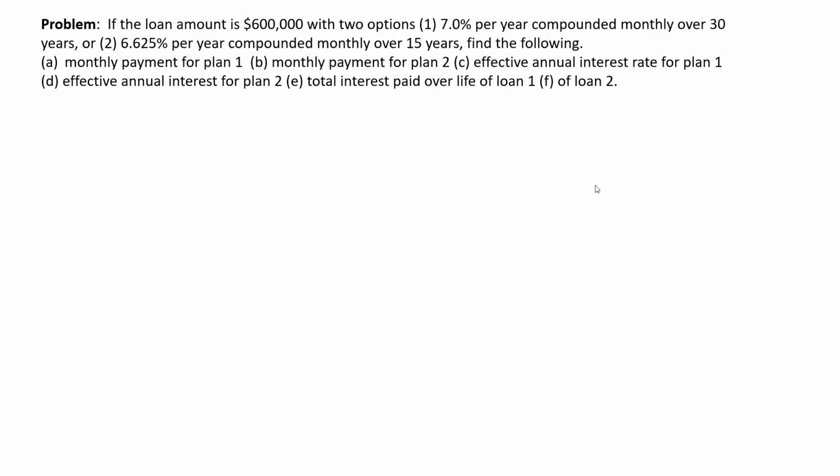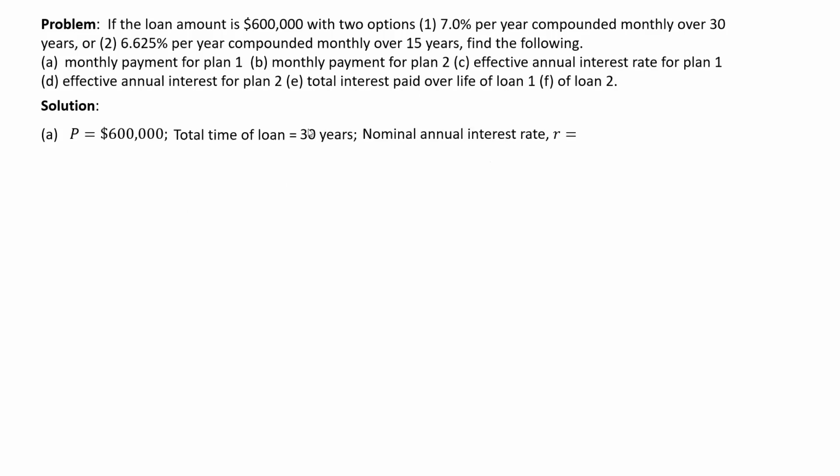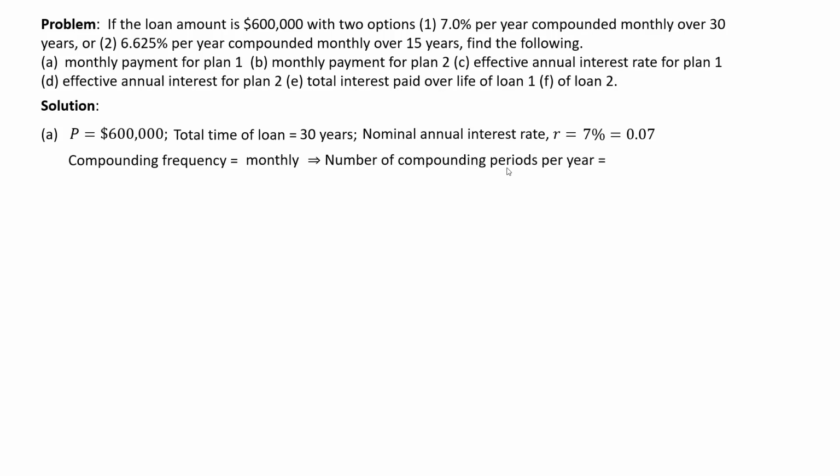All very interesting questions. So let's get right onto it. A, you borrowed 600,000, so P is $600,000. Time of loan for this first case is 30 years. And the nominal annual interest rate at this time is 7% per year. And compounding frequency is monthly. So the number of compounding periods per year would be 12.